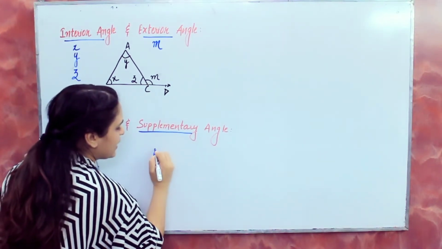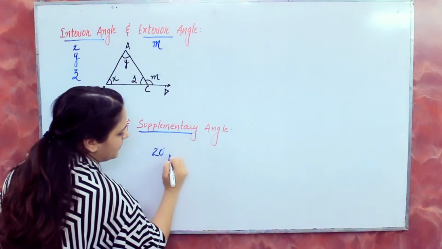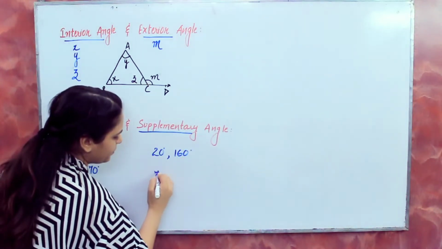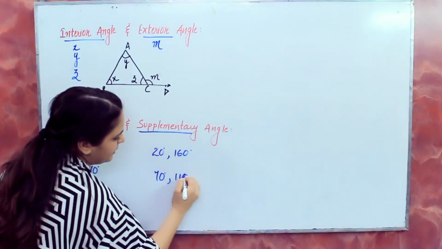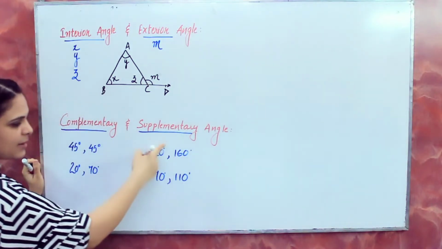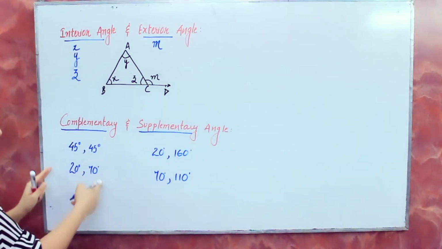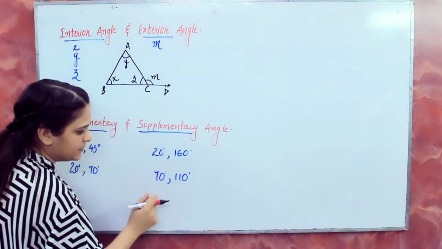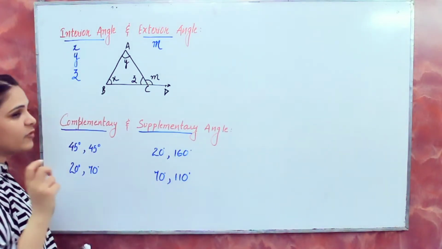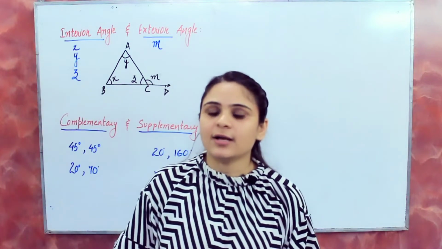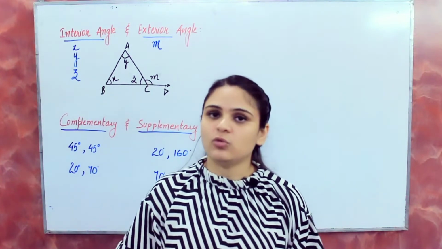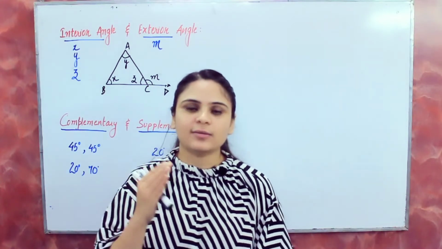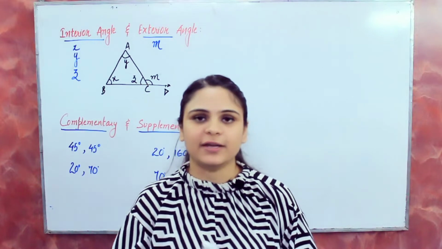And supplementary angles, the sum will be equal to 180 degrees. 20 degrees and 160 degrees, 70 degrees and 110 degrees. You can see the sum is 180 degrees in this case and 90 degrees in this case, and these angles are supplementary to each other. Okay, if you want to write the definition, you can write: complementary angles are those angles whose sum is equal to 90 degrees, and two angles are supplementary when the sum of those two angles is equal to 180 degrees.